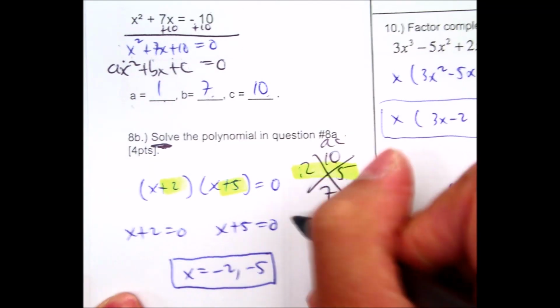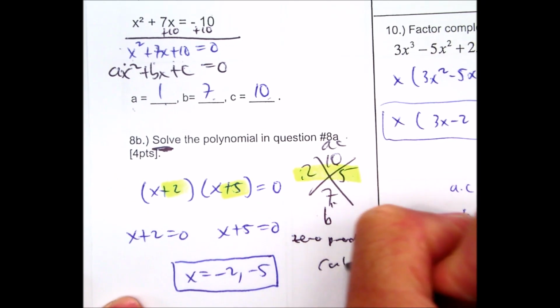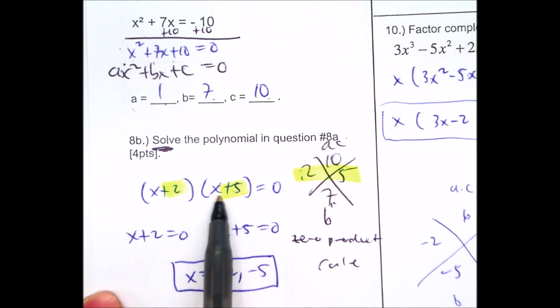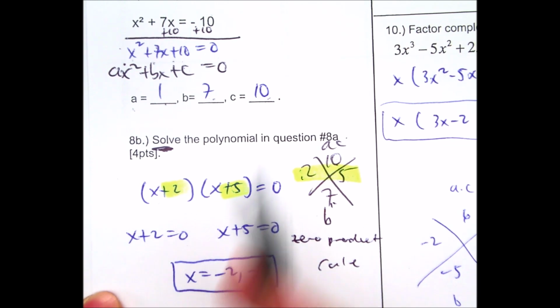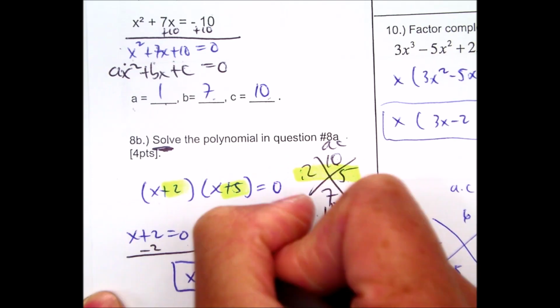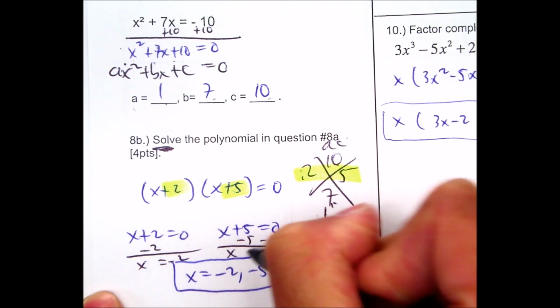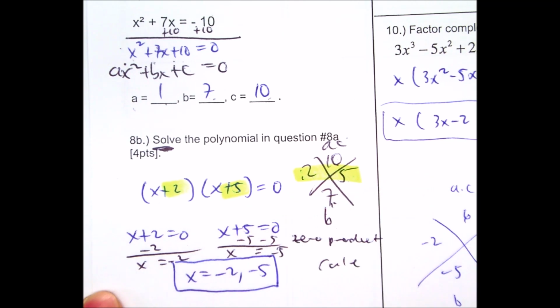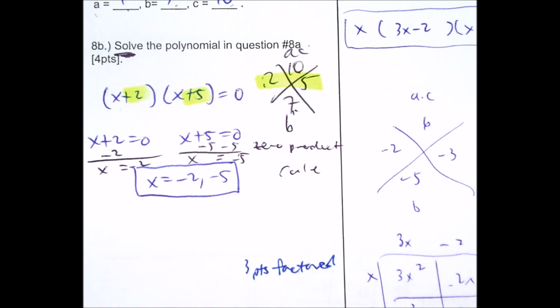And then here, you're going to do the zero product rule. So anytime you solve, a lot of students may have stopped right there. That would be a 3 out of 4 points. The next thing you do is set them equal to 0. And when you do that, you're going to get x equals -2 and x equals -5. So those are our solutions right there. So if you just factored, you got 3 points.